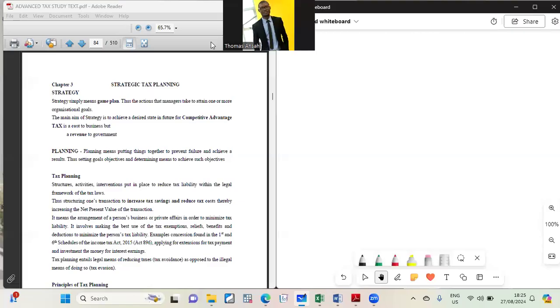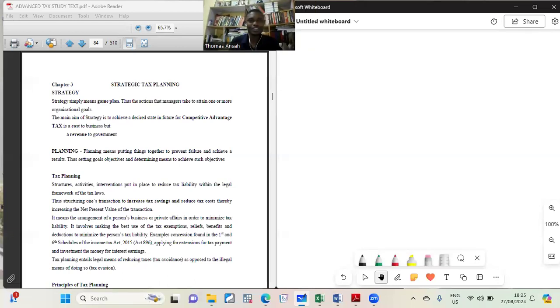We are looking at strategic tax planning, and that is chapter 3 of the book. And in the old syllabus, this part used to be 60 marks. So everything is inside there. So it starts the 60 mark aspect of the tax syllabus. All right. So, and it is strategic tax planning.